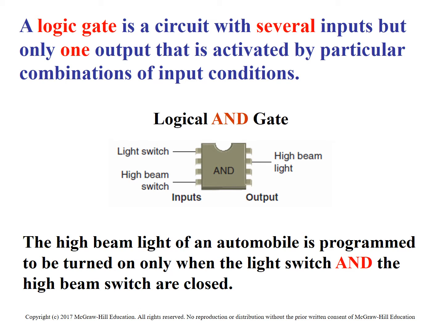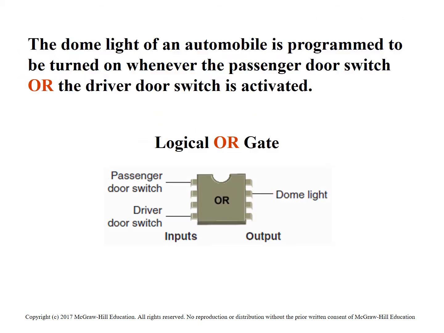Here's an example of an AND gate, where you have a light switch and a high beam. When you have a light switch on and you select the high beam input, when both of those are on, the high beam light turns on. When the high beam light switch is off, then the high beam light turns off and you're at low beam. So that's just an example of an AND statement.